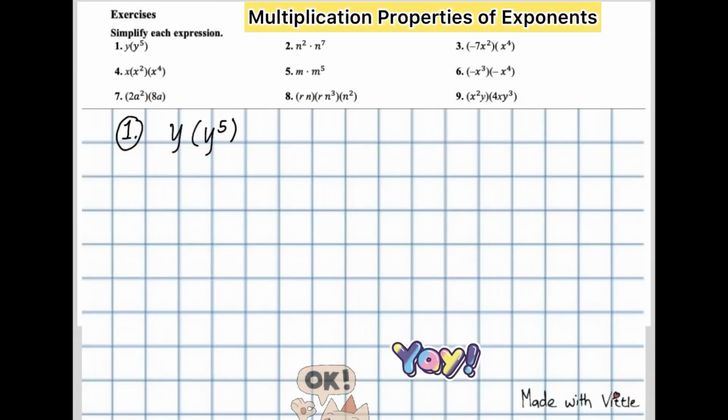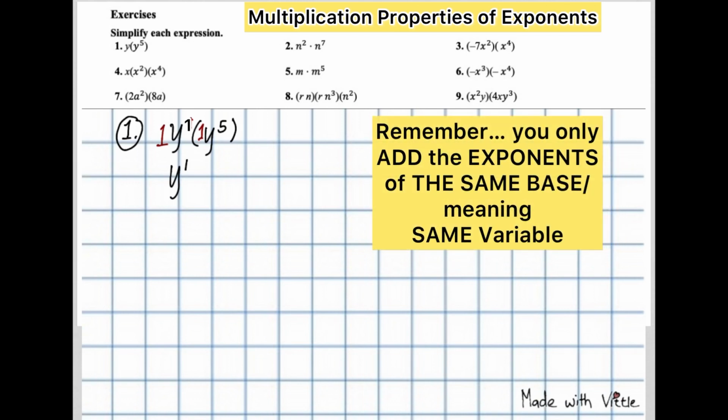Okay, let's have more examples. y times y to the fifth power. So you have a first power here for the y outside, and their coefficients are both 1. 1 times 1 is 1, so what you have is now just y. And then add the powers of the variable y, which is 1 plus 5. Therefore, your final answer is y to the sixth.